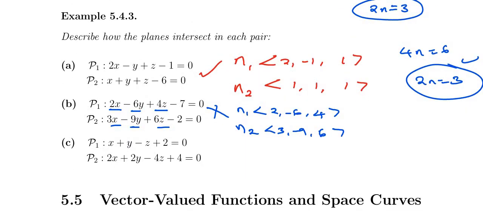So these two planes do not intersect. Then the last one, we do the same. We have n1, which is 1, 1, -1. The next one, we have a 2, 2, and negative this.